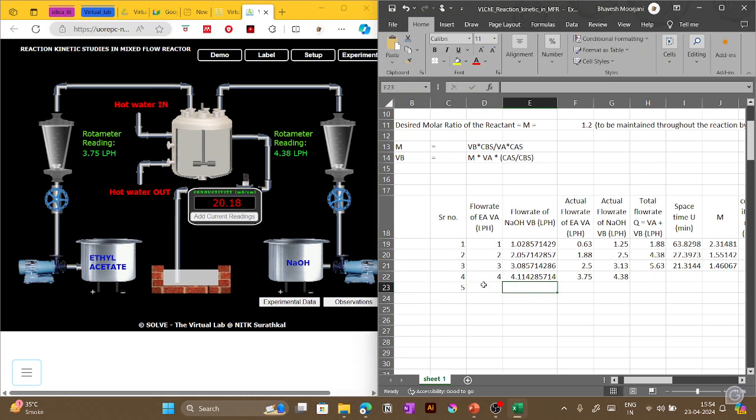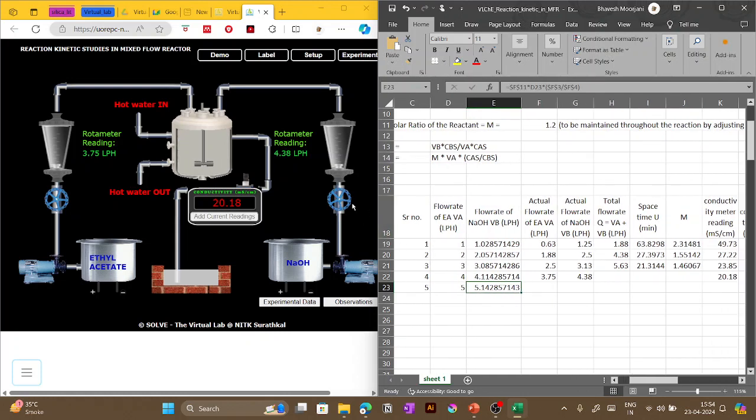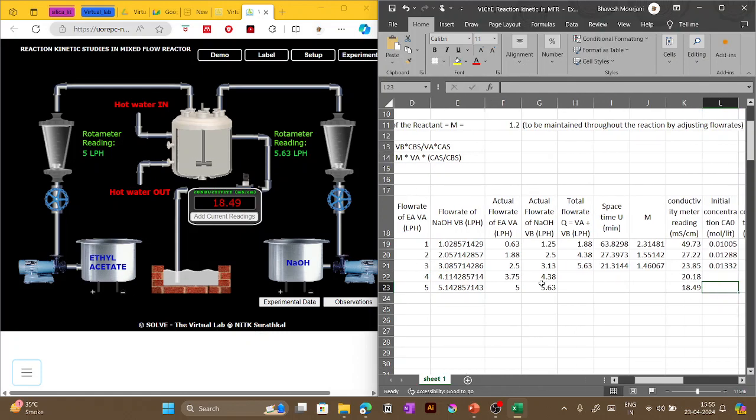Then let's try one more, the last flow rate. So for 5, 5.11 value is needed. Can we do 5.11? Let's see. 3, 4, 5.63 we can go, and here we can go till 5. Okay, so actual value 5 and 5.63, and conductivity value is 18.49.